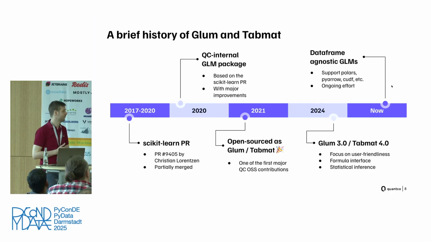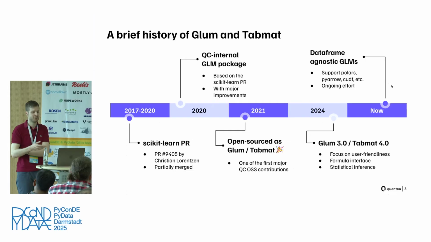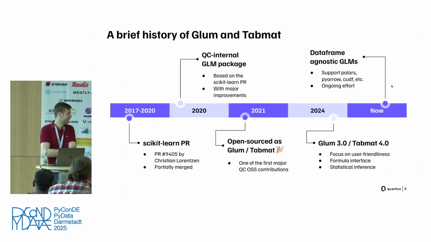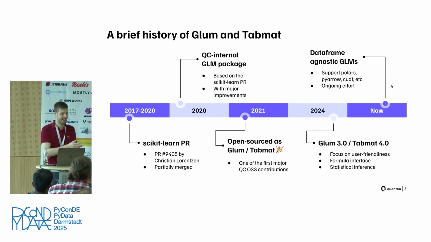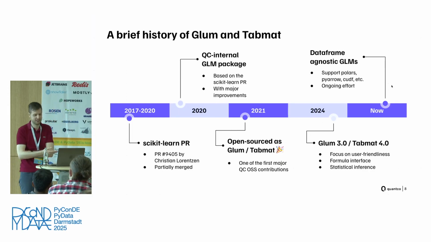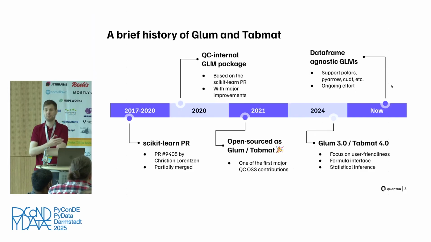Now, in 2024, we had the latest major release of Glum and Tabmat, where we focused on user friendliness and classical statistics. So Glum was mostly designed for prediction, but GLMs are also good for causal inference or statistical inference. So we added things that statisticians care about, like Wald tests, confidence intervals, things like that. And we added a formula interface. If you have ever used R, for example, or even statsmodels, you might know what a formula interface is. It's just a super user-friendly way to specify models, and we have that too now.